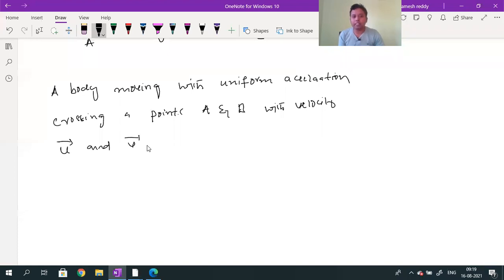Now, what is the velocity at the midpoint? Midpoint of which one? A and B. This is the question they have given. So O is the midpoint of which one?